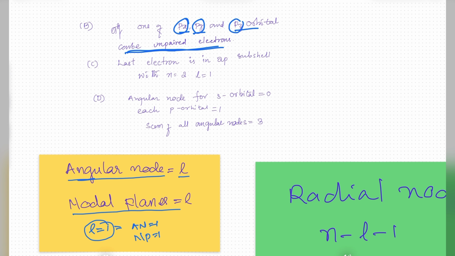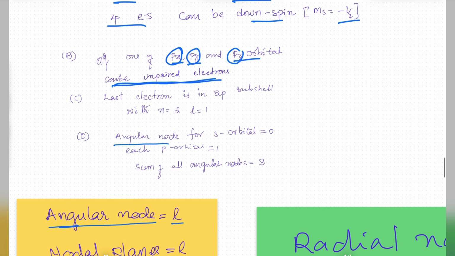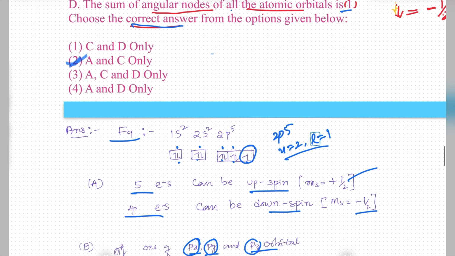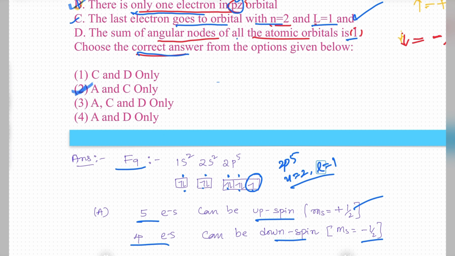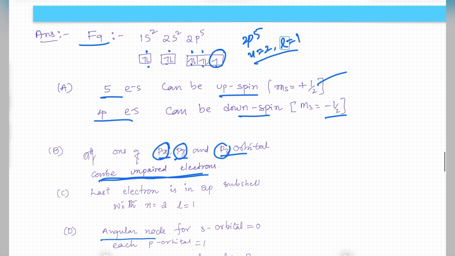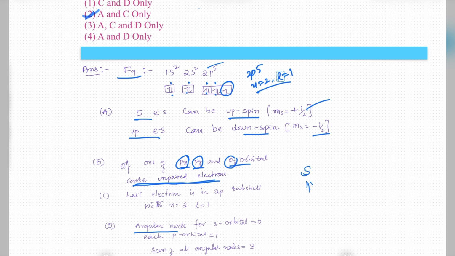Clear? Similarly, angular nodes for the s orbital is 0, and for the p orbital is 1. So here it is asking a question. You can see this: we are taking all atomic orbitals together, and the answer given is 1. How many atomic orbitals? 1s2, 2s2, 2p5. But what about the p orbital? We have here 2px, 2py, and 2pz. Isn't it? 3 orbitals are there. So you can add these 3 orbitals' values, then we will get the answer.